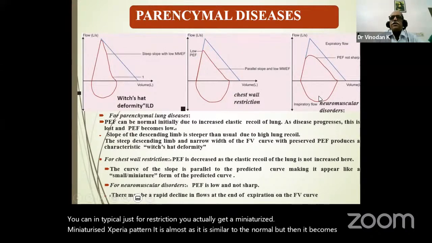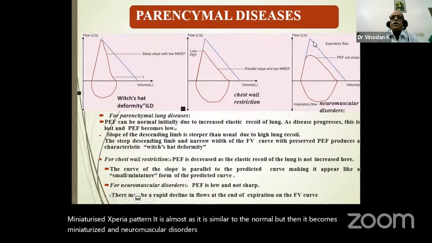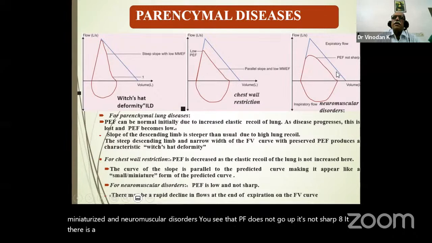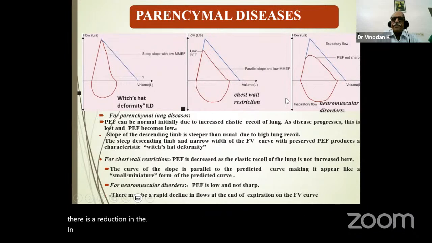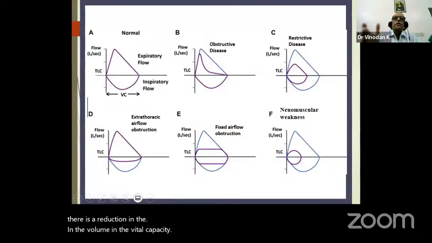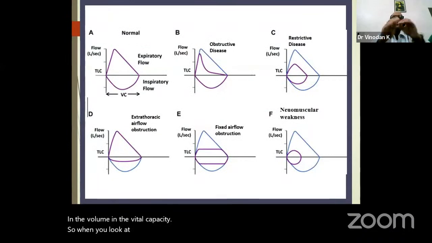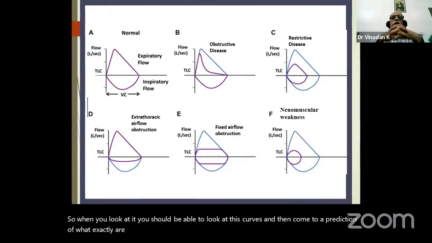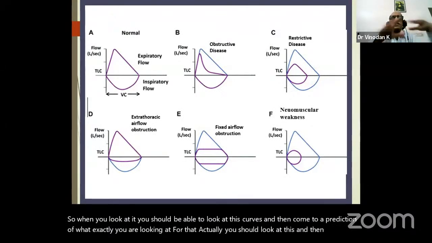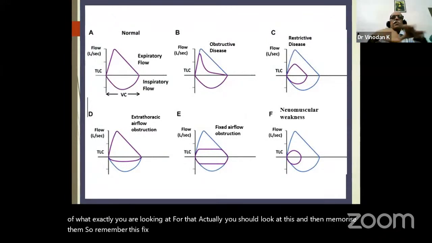And in neuromuscular disorders, you see that the PEF does not go up, it's not sharp, and there is a reduction in the volume, in the vital capacity. So when you look at these curves, you should be able to predict what exactly you are looking at. For that, you should look at these and memorize them. Remember these 6 patterns, and these are the most common things that you will be asked in your exams.